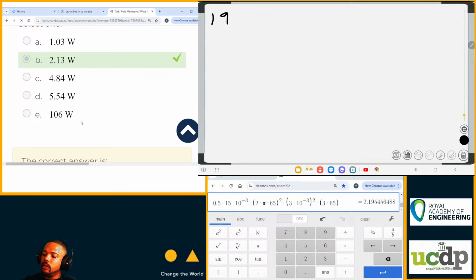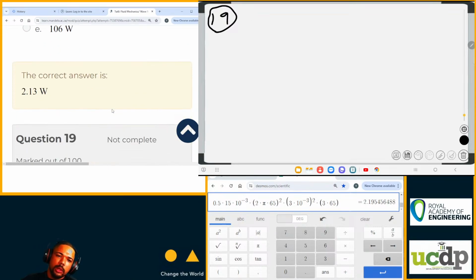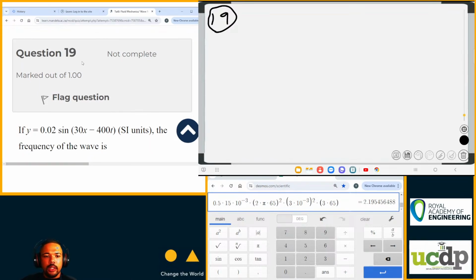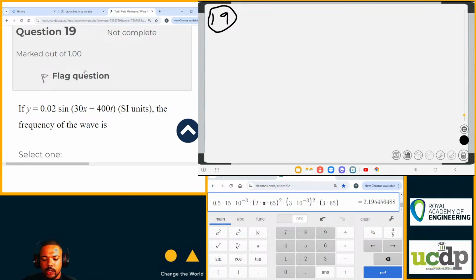Let's check number 19. Those of you who just started with oscillatory motion with me, you'll find when you're watching this at a later date that you now understand everything in this section.